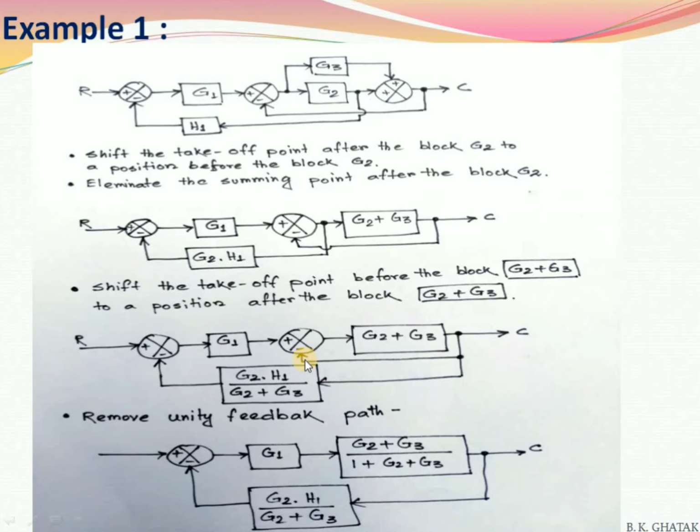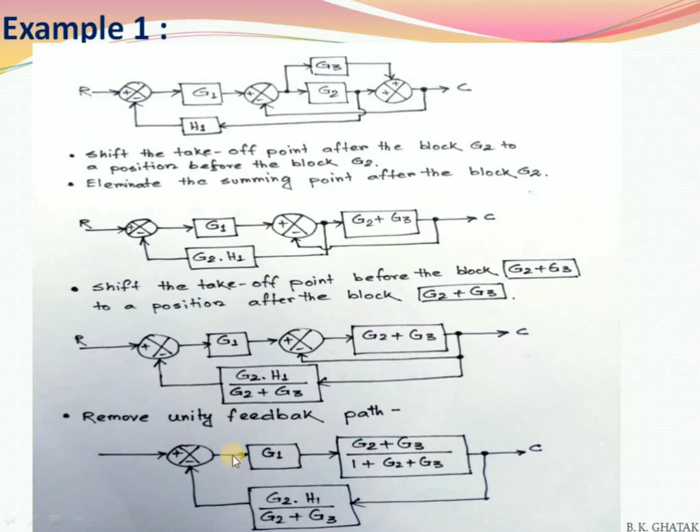We know that one. How? G2 plus G3 by 1 plus G2 plus G3. So we can redraw this figure again. So summing point, G1, G2 plus G3 by 1 plus G2 plus G3. Clear? And the feedback function G2 into H1 by G2 plus G3. Clear? And again these two blocks are in cascade. So these two blocks are multiplied with each other.